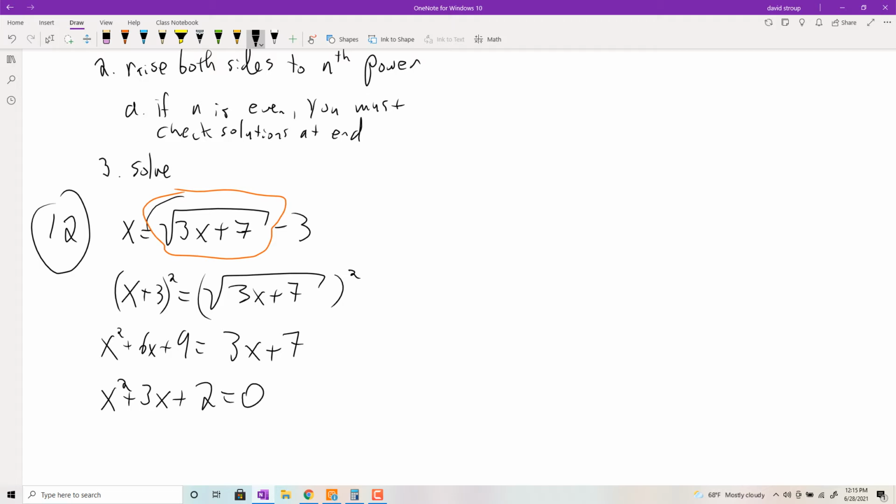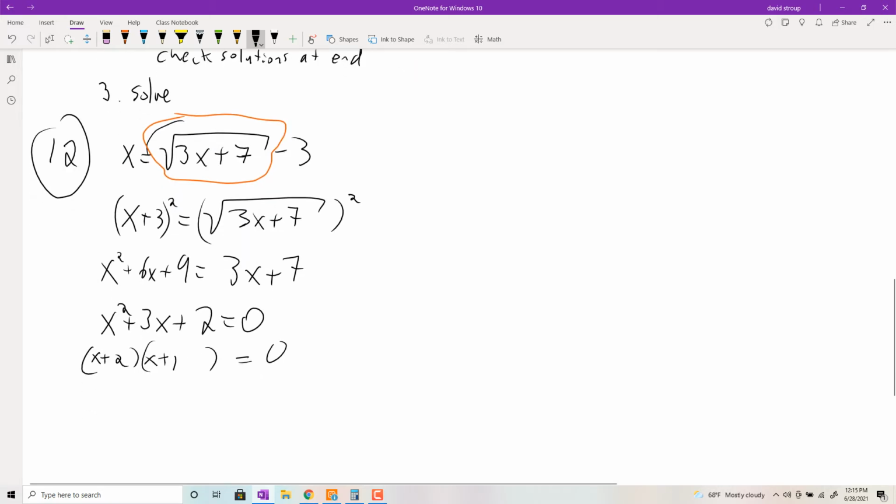And then you need to factor this thing. Looks like 2 and 1. Okay, equals 0. Set each part equal to 0, so x plus 2 equals 0, and x plus 1 equals 0, and then solve those equations. And then we have to check each one of those answers.